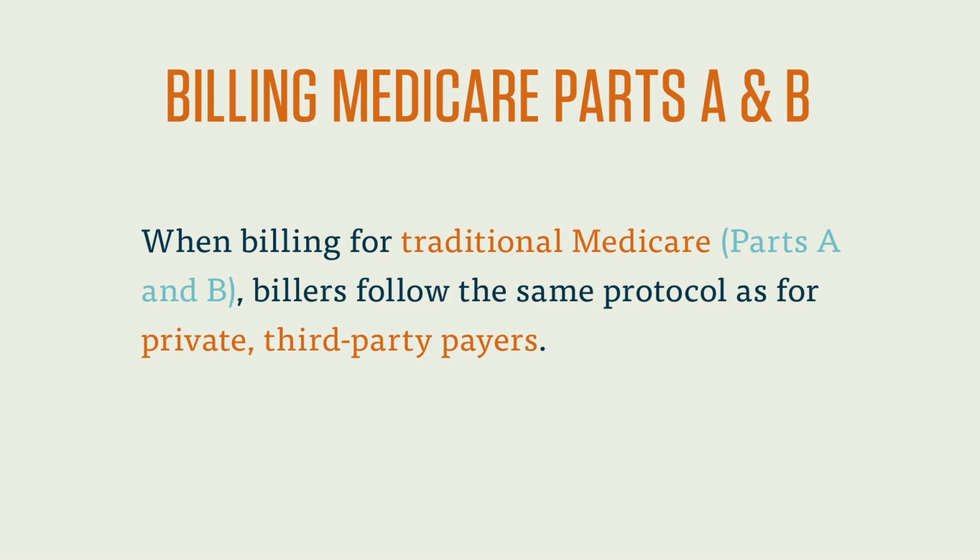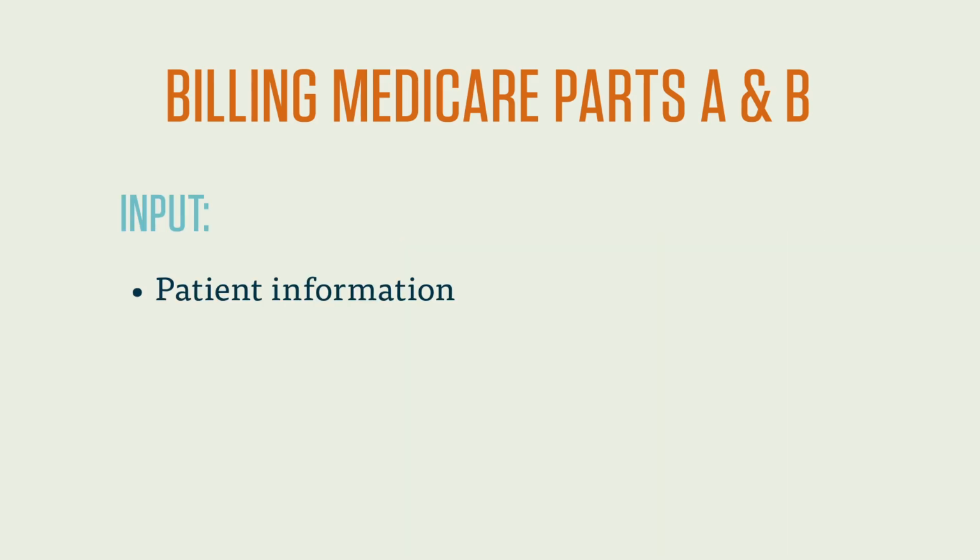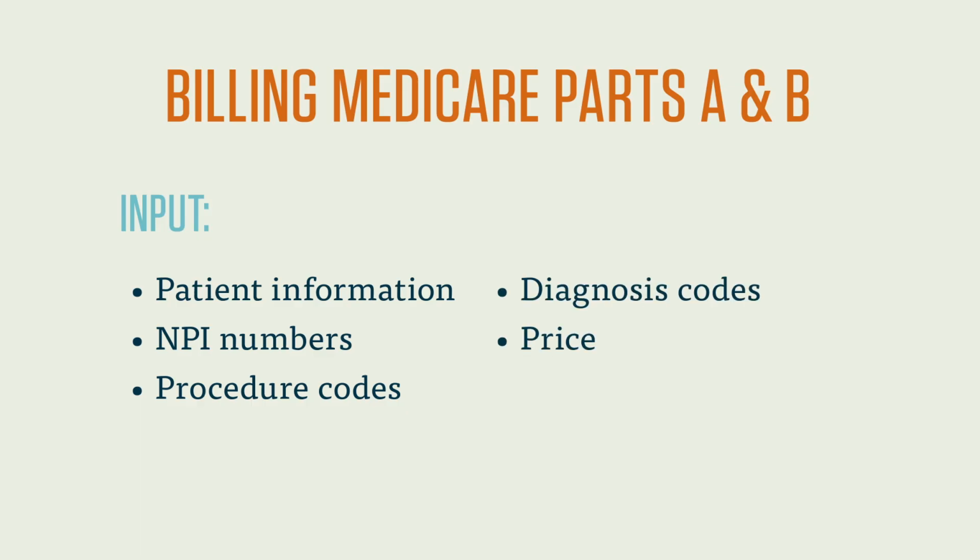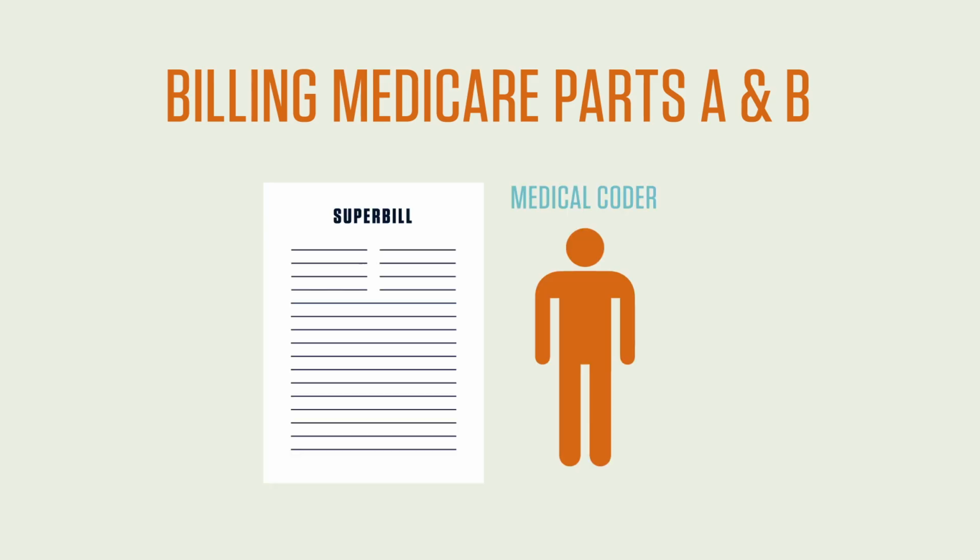When billing for traditional Medicare, Parts A and B, billers will follow the same protocol as for private third-party payers and input patient information, NPI numbers, procedure codes, diagnosis codes, price, and place of service codes. We can get almost all of this information from the superbill, which comes from the medical coder.